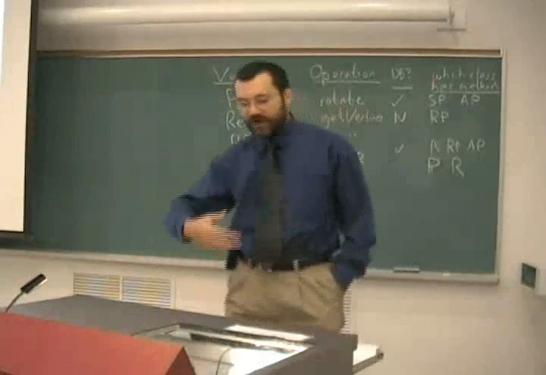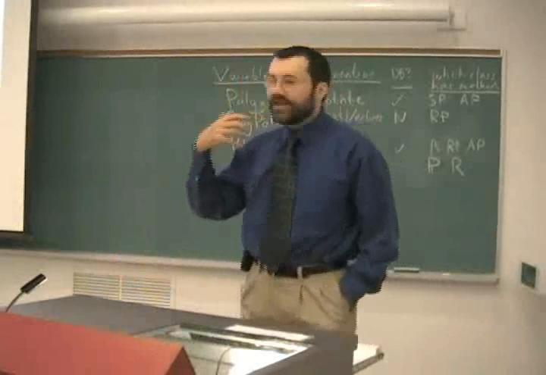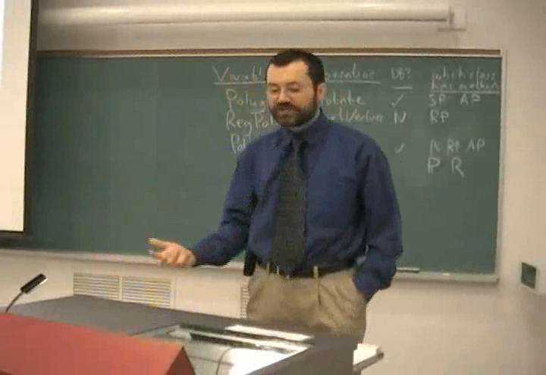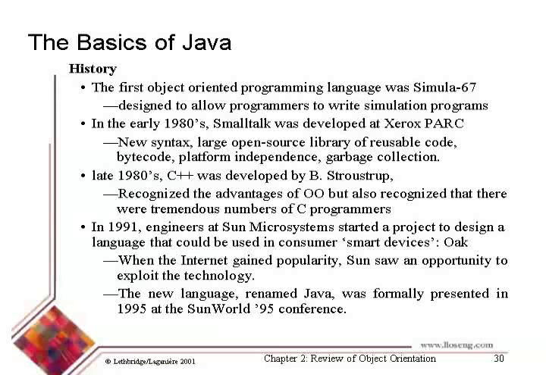Okay, so getting on to Java then on slide 30. The history of object orientation is that the first OO programming language came about in about 1967 with the Simula language. It developed in Norway. And the descendants of Simula still exist today, although they tend to be restricted in use to Scandinavia.